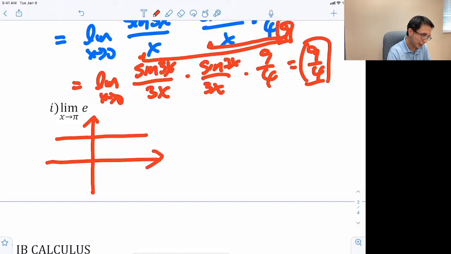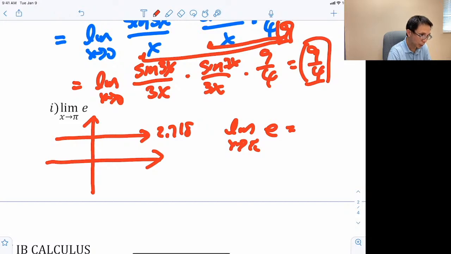That one is funny. I thought E was a straight line. E is 2.712. So if you write down 2.712, it's fine. But the limit as x approaches pi of E is equal to E.